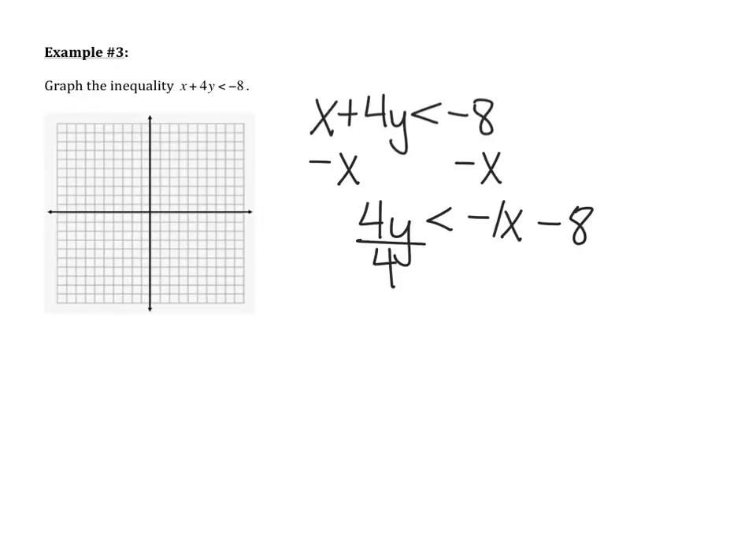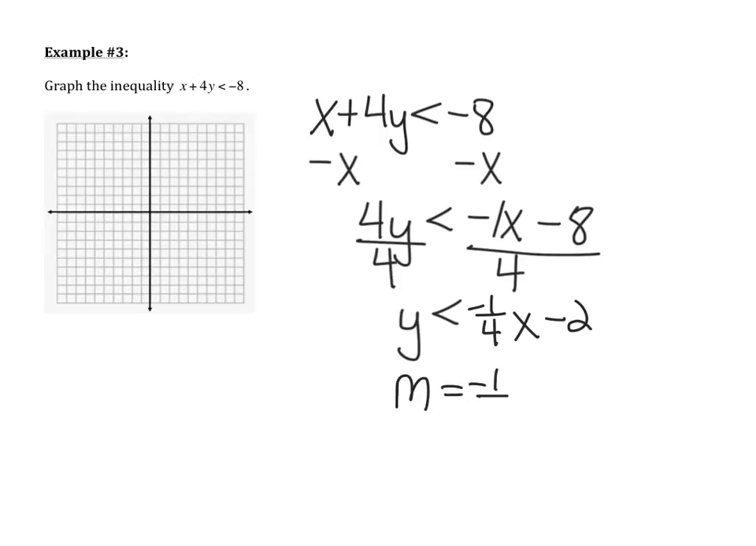Then I will divide by 4. y is less than, I did not divide by a negative or multiply by a negative, so I'm going to keep it as a less than symbol. And negative 1 divided by 4 is negative 1/4. So I'd have negative 1/4 x, and negative 8 divided by 4 is negative 2. So now I have a slope of negative 1/4 and a y-intercept of negative 2.